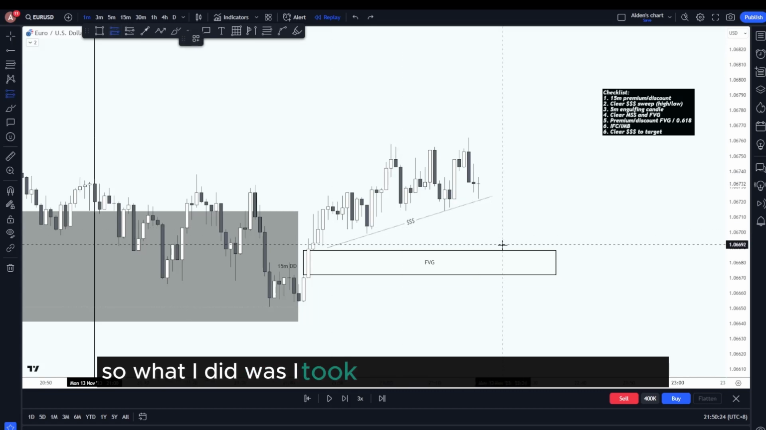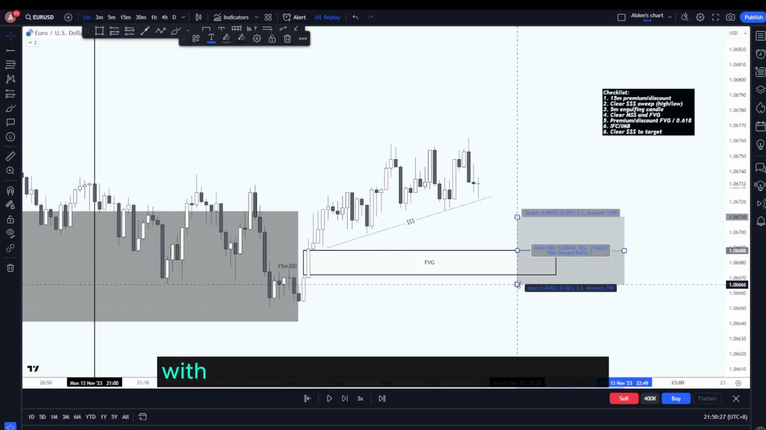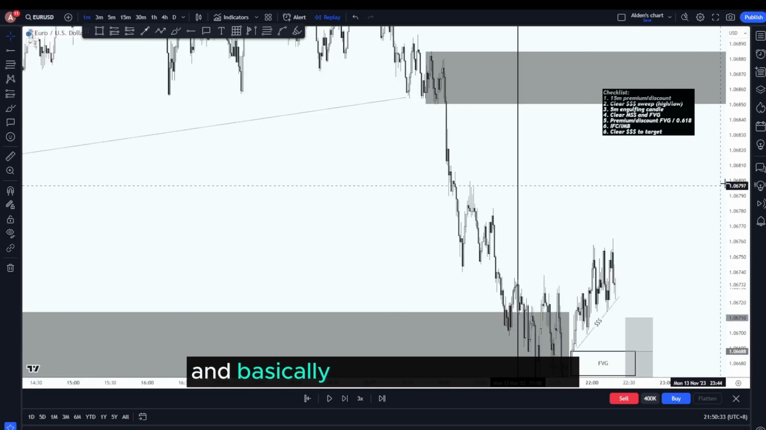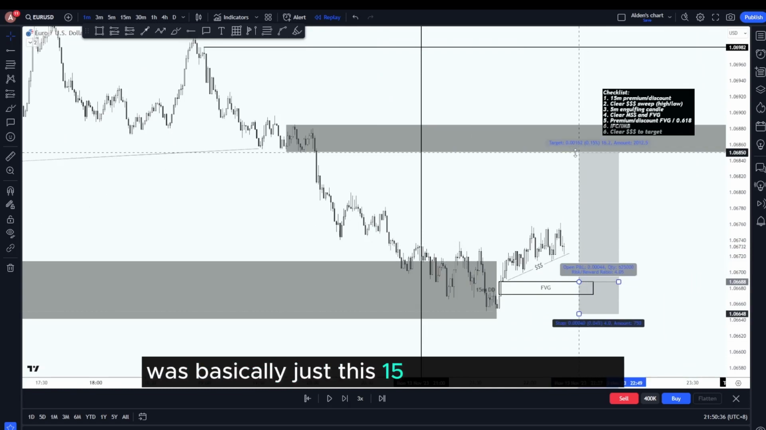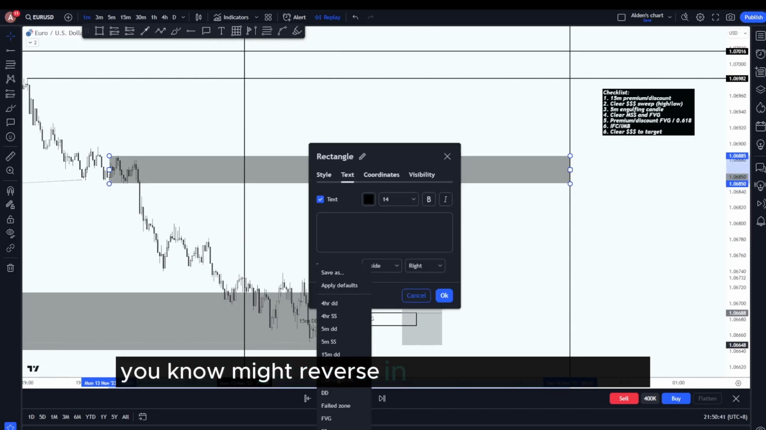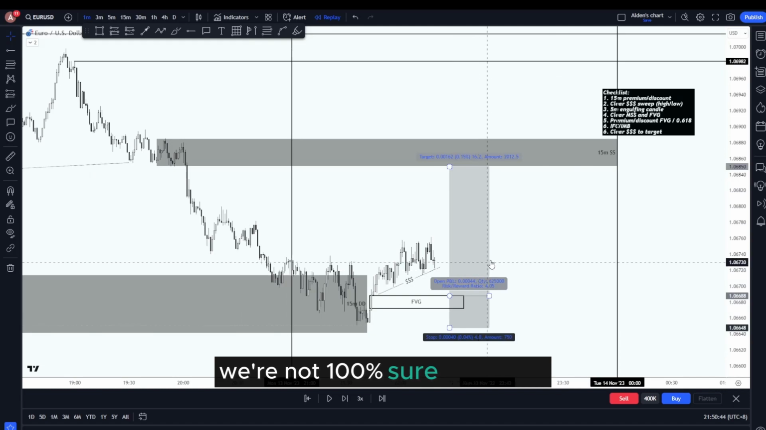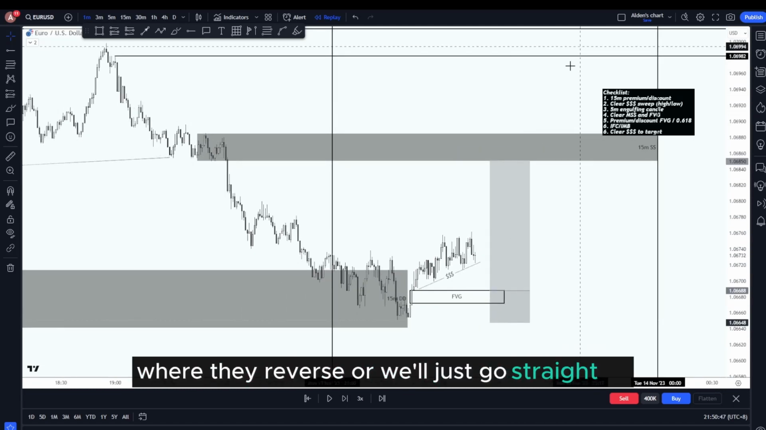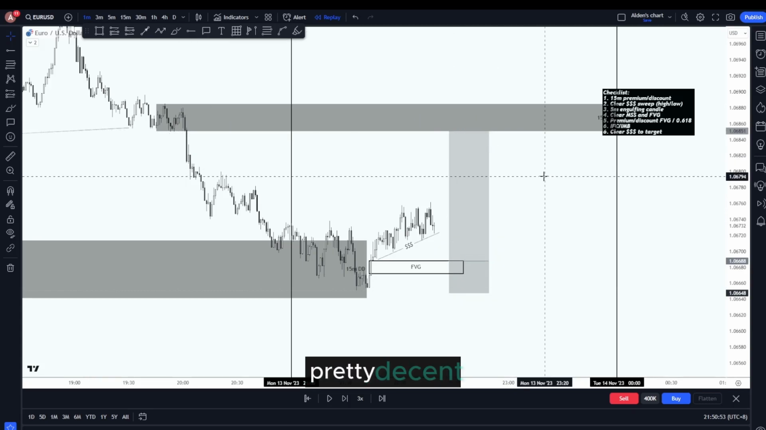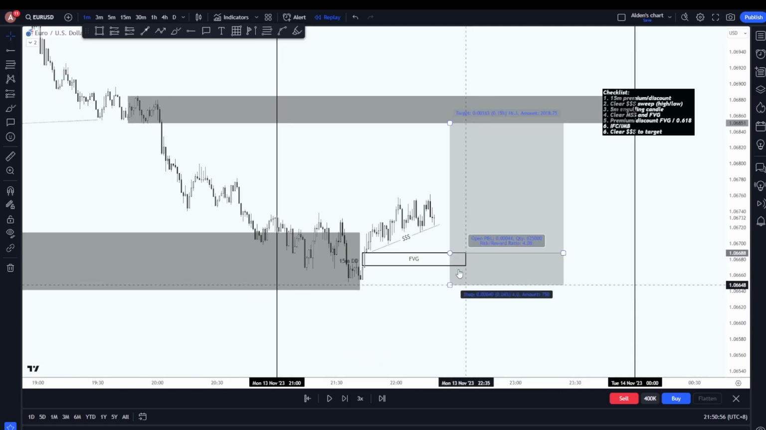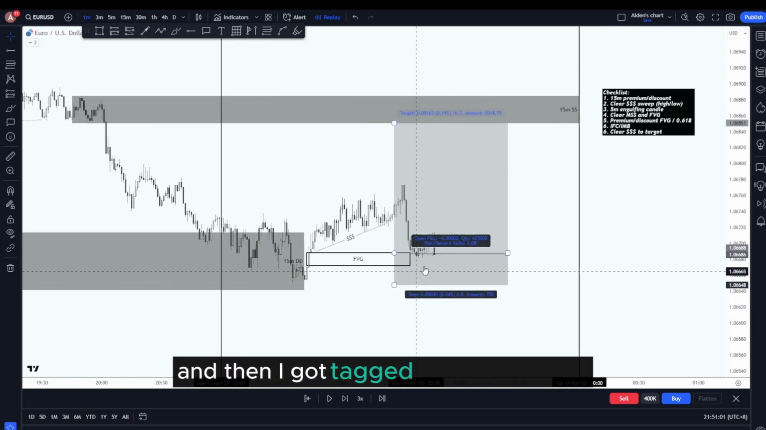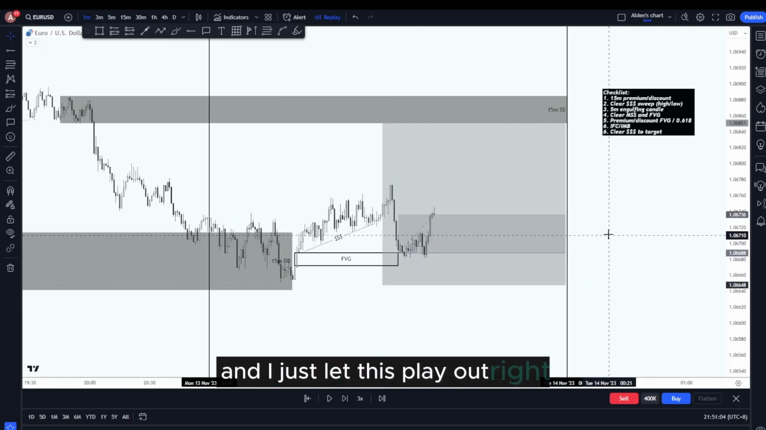So what I did was I took an entry at the fair value gap with my stop loss just below the low here, 4 pip stop loss. And basically where I want to target was just this 15-minute supply zone, because there is a chance that price might reverse in this 15-minute supply. We're not 100% sure whether it will reverse or will just go straight up. But I think this being a 1 to 4 risk to reward is pretty good. It's pretty decent. So I set a buy limit order here with my stop loss below here, 4 pip stop loss. And then I got tagged in the trade here, and I just let this play out, right?